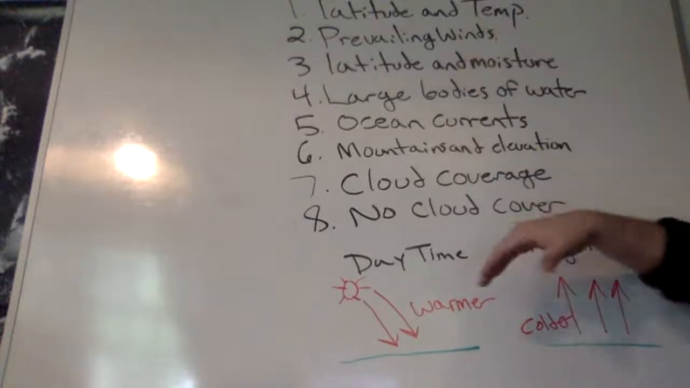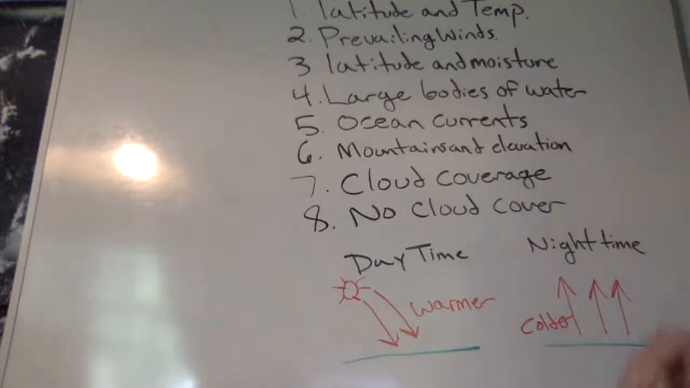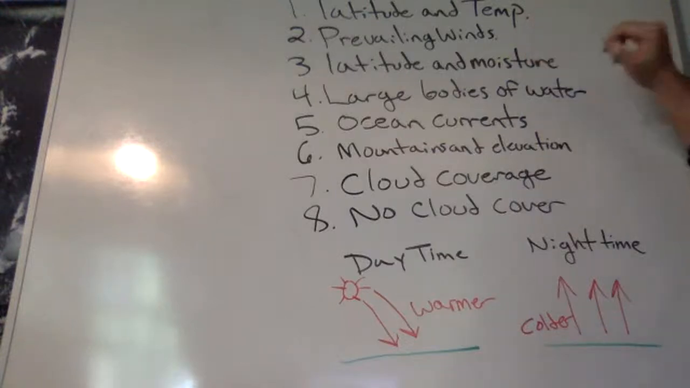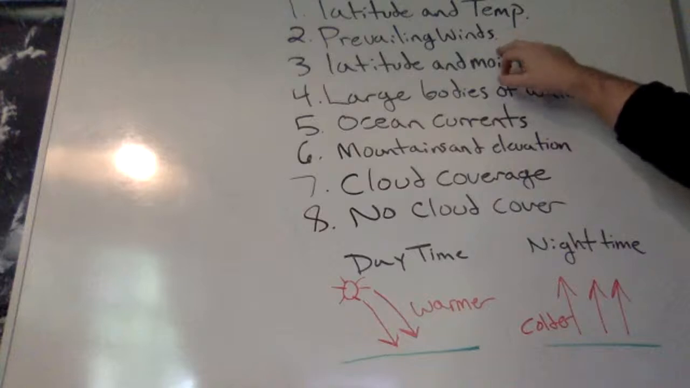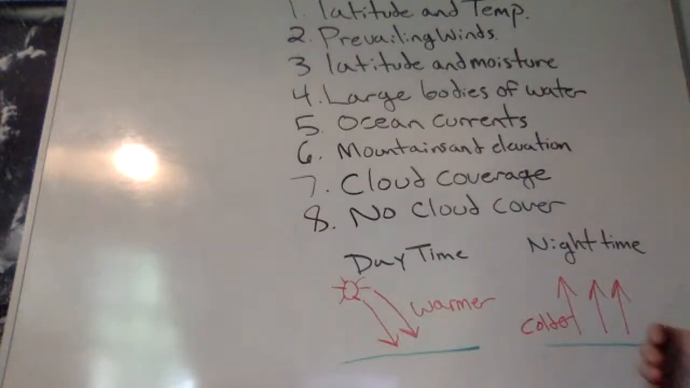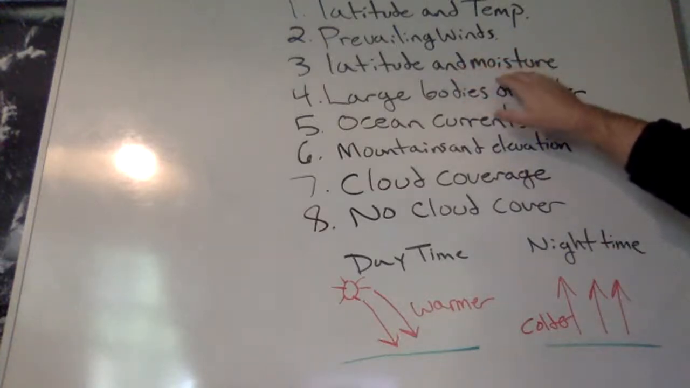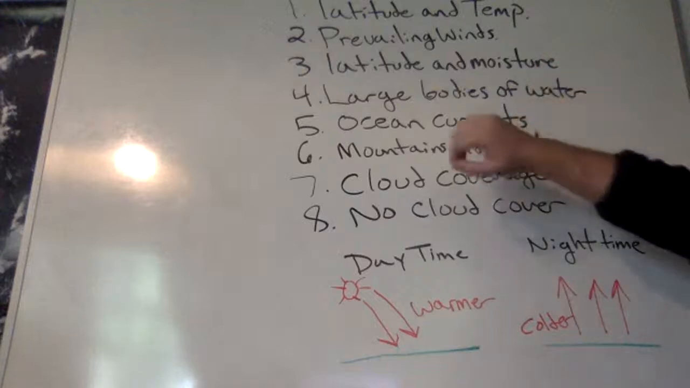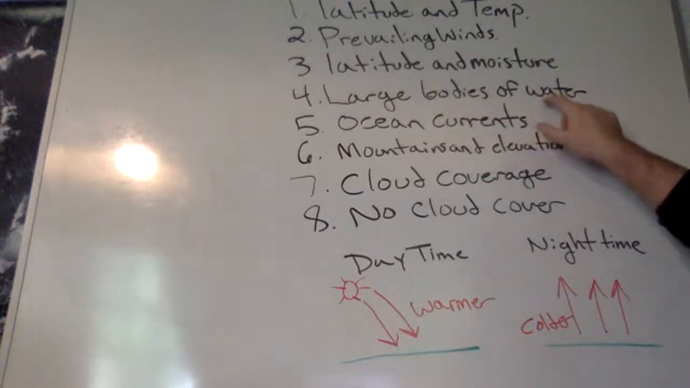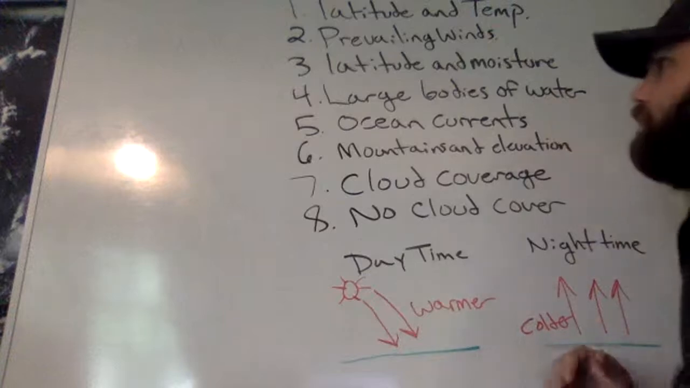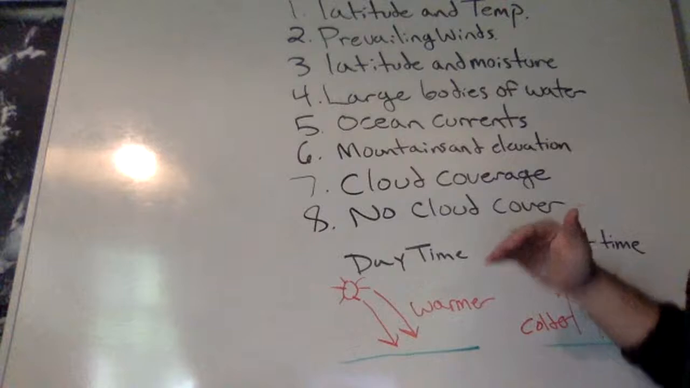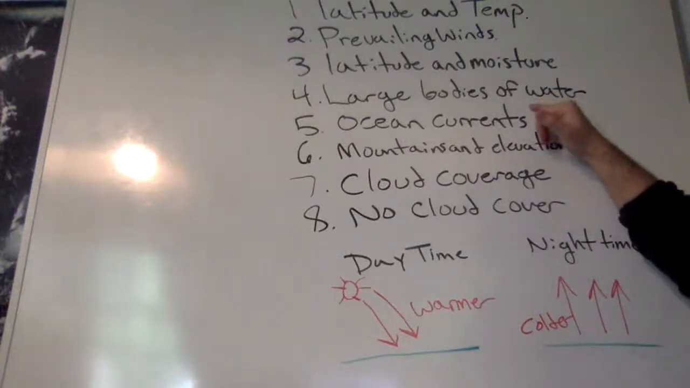So these are the 8 different parts that affect the climate, okay? So you have latitude and temperature, where your latitude is in respect to the sun, prevailing winds, where you're located, where those winds are going to be moving. You have your latitude and moisture, which is in your Earth Science reference table, which basically shows you where the water vapor is getting trapped on the earth. Large bodies of water. If you live by a body of water, your temperature for your climate is going to vary a lot less than if you lived in the middle of a continent.